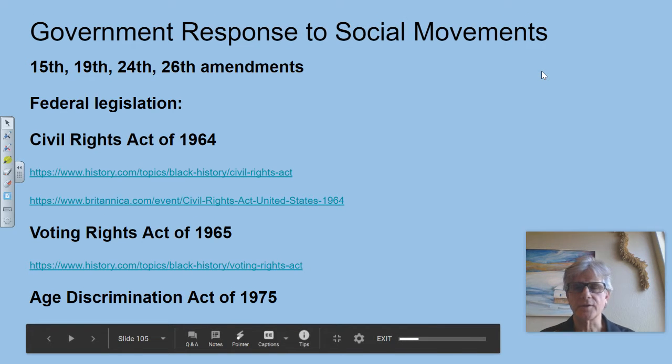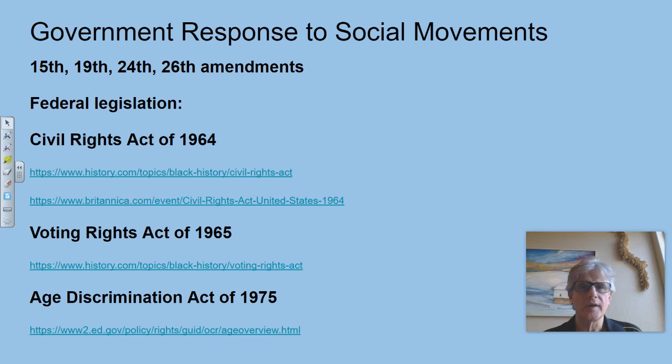Government response to social movements. Social movements in the United States have been with us since the beginning. We had the abolition movement against slavery. We had the women's rights movement in the 1800s. We had the women's rights movement in the late 1800s and early 1900s to get women the right to vote.